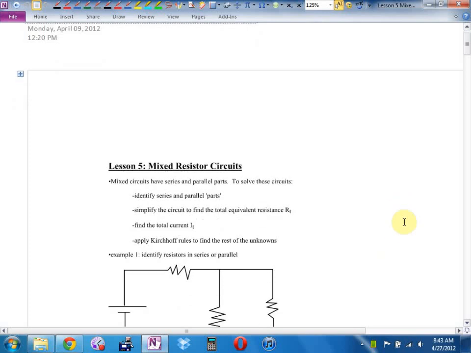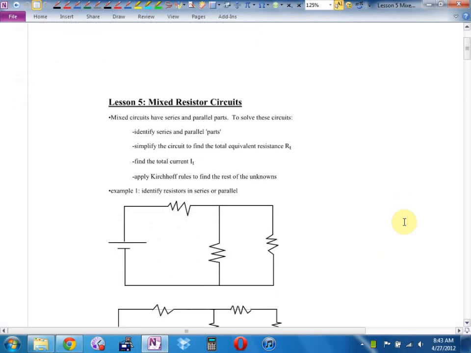So today we're just going to look at solving mixed resistor circuits. We're going to apply what we did last lesson. How are we going to do that? Well, most circuits have some series and some parallel parts. To solve them, we need to first of all recognize which sections are in series and which sections are in parallel. Then we're going to simplify the circuit to find the total equivalent resistance. I usually abbreviate that R total.